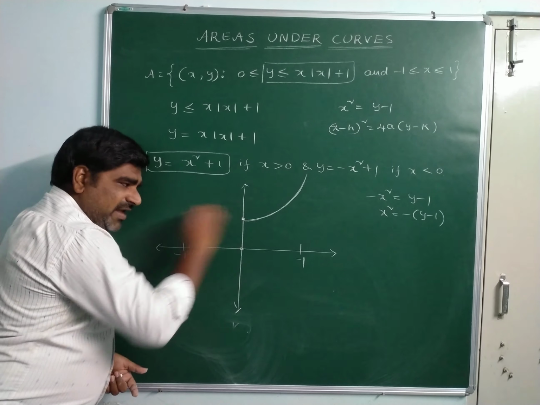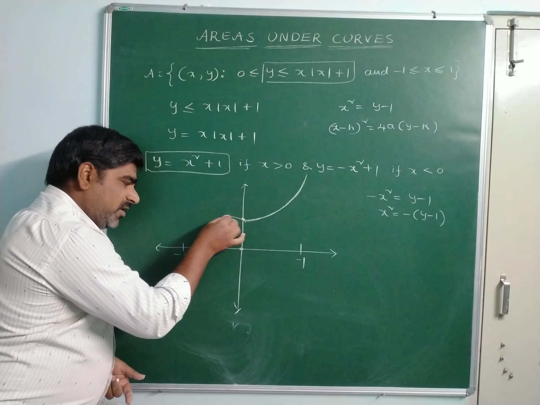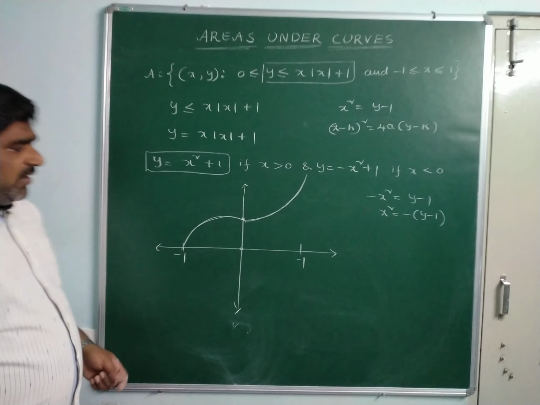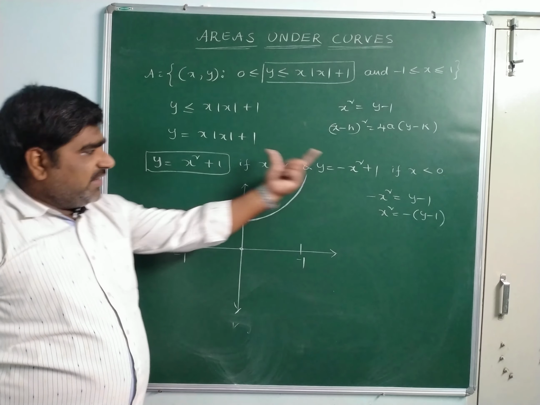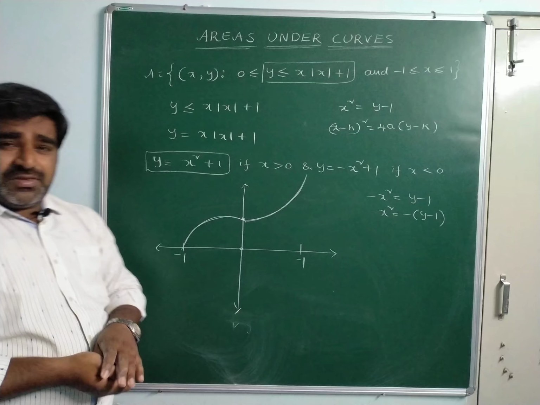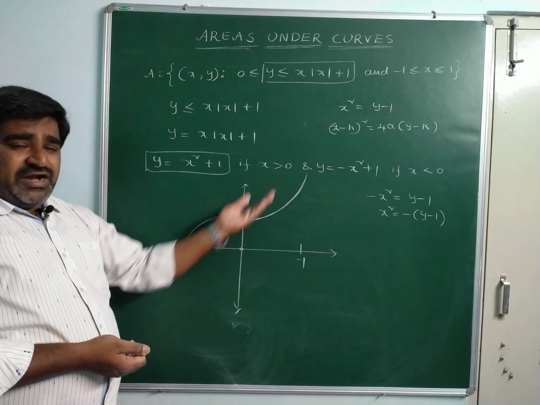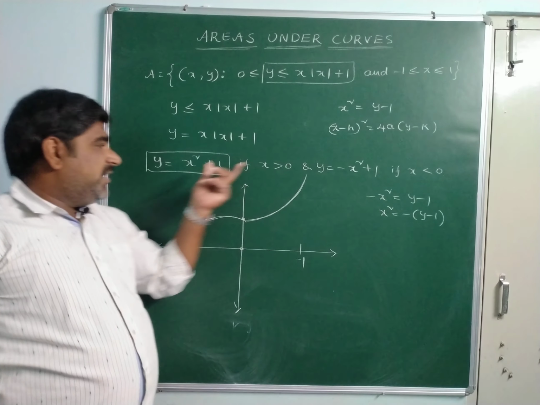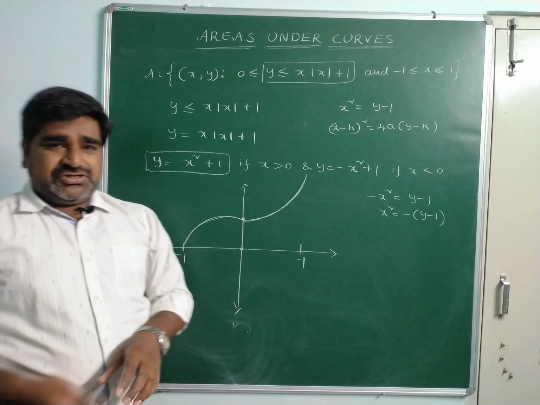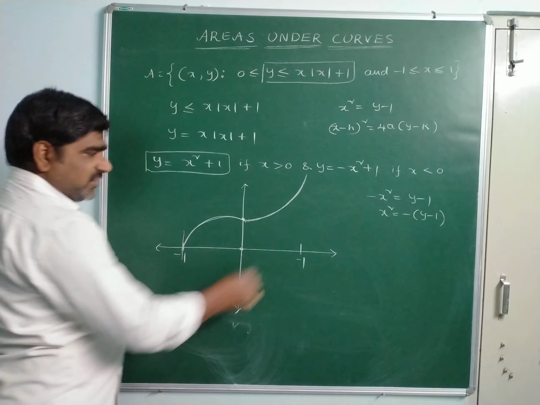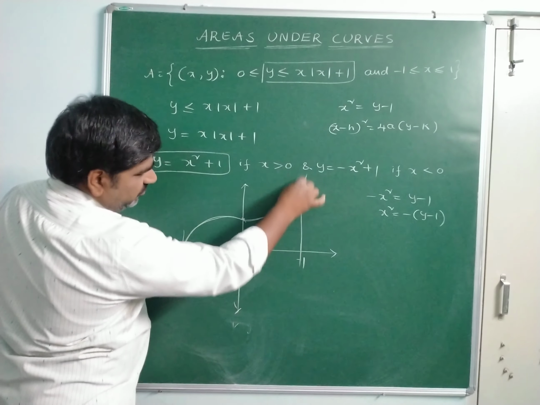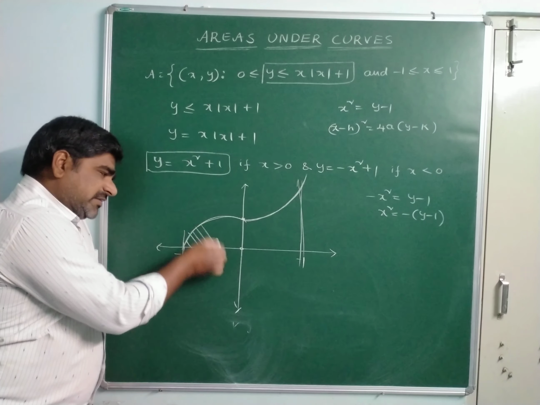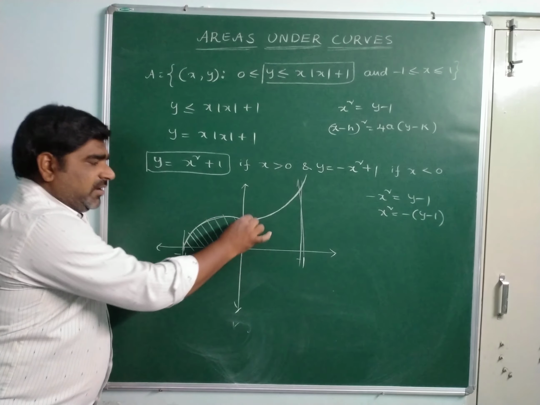So the parabola should be like this as usual. This is the parabola y equal to x square plus 1, and this is the parabola y equal to minus x square plus 1. This parabola should not be taken on the left side of the y-axis, and this parabola should not be taken on the right side of the y-axis, because here x is greater than 0, and here x is less than 0. Here this is the line x equal to minus 1, and this is the line x equal to 1. So in this case he is asking this part and this part.